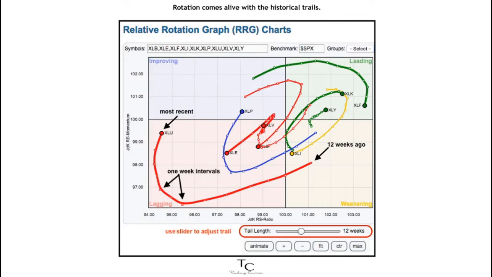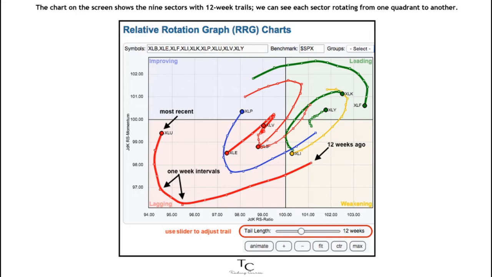Rotation comes alive with the historical trails. The chart on the screen shows the 9 sectors with 12-week trails. We can see each sector rotating from one quadrant to another. Each point marks 1 week, and the solid point with the symbol marks the most recent point.